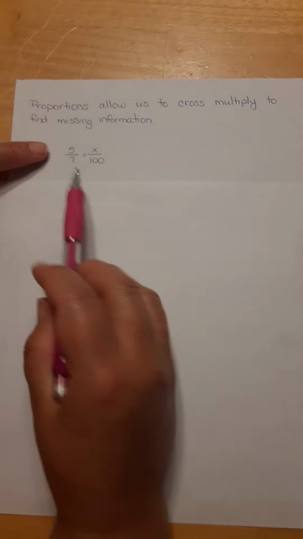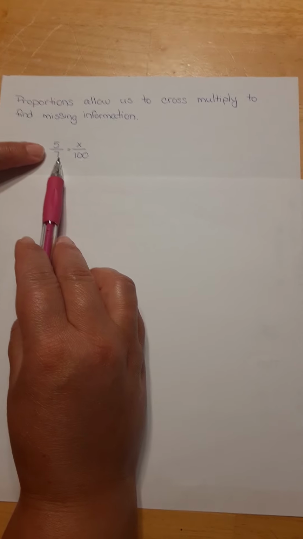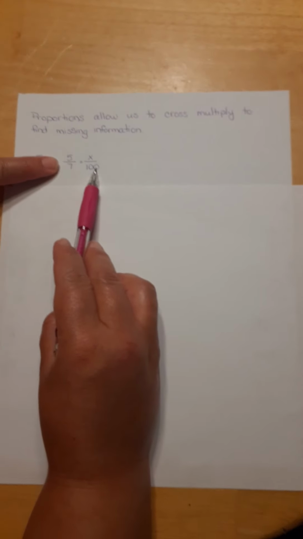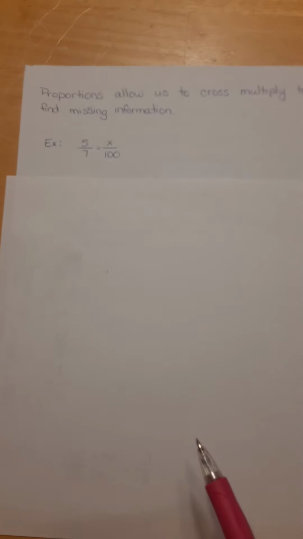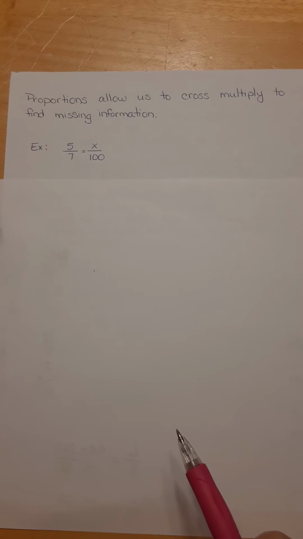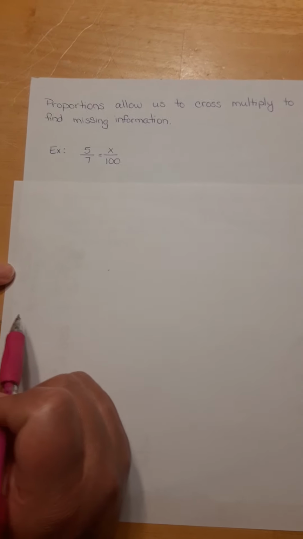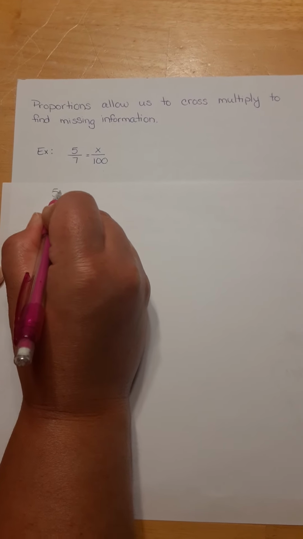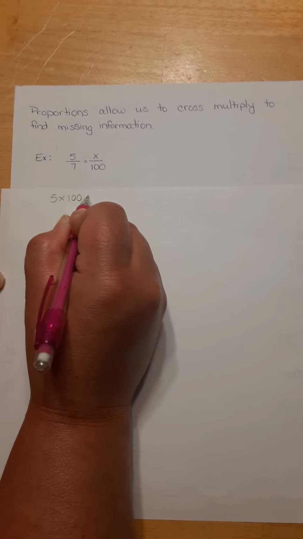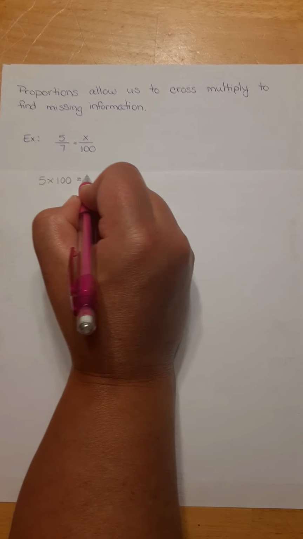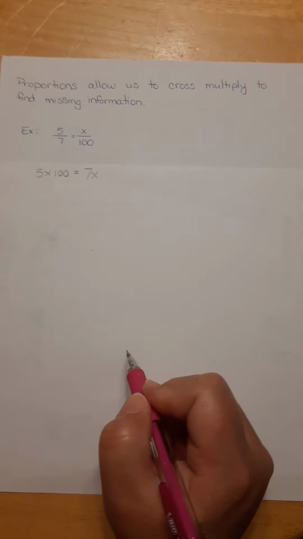So here we have a simple proportion. We've got 5/7 equals x over 100. I want to find that missing information. Well, proportion says, remember, my means equals my extremes. So I'm just going to go ahead and cross multiply. I'm going to go 5 times 100 has to equal my 7 times my missing variable, which is x.